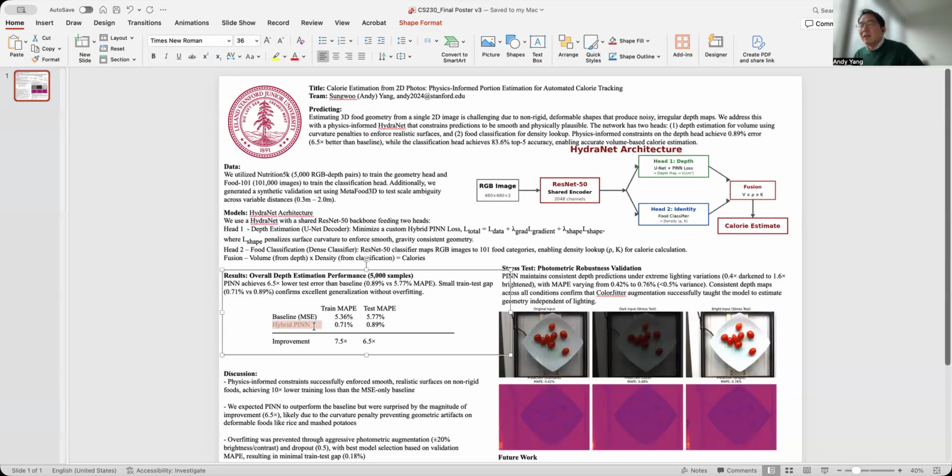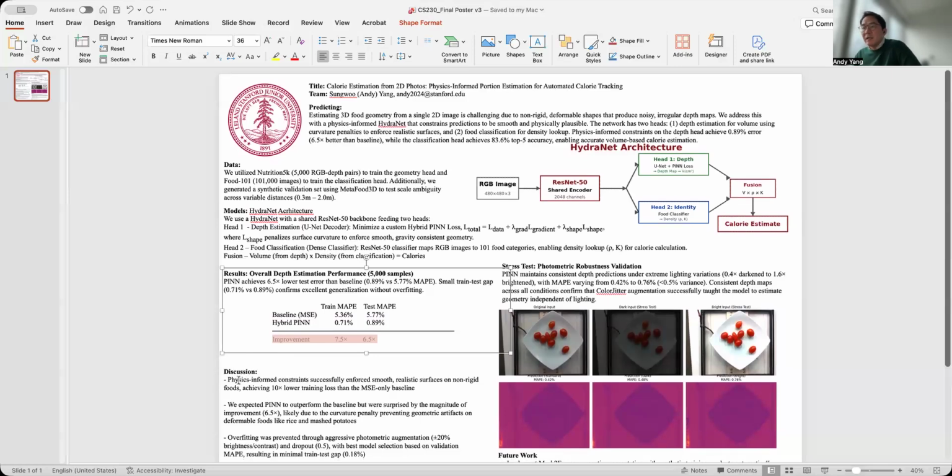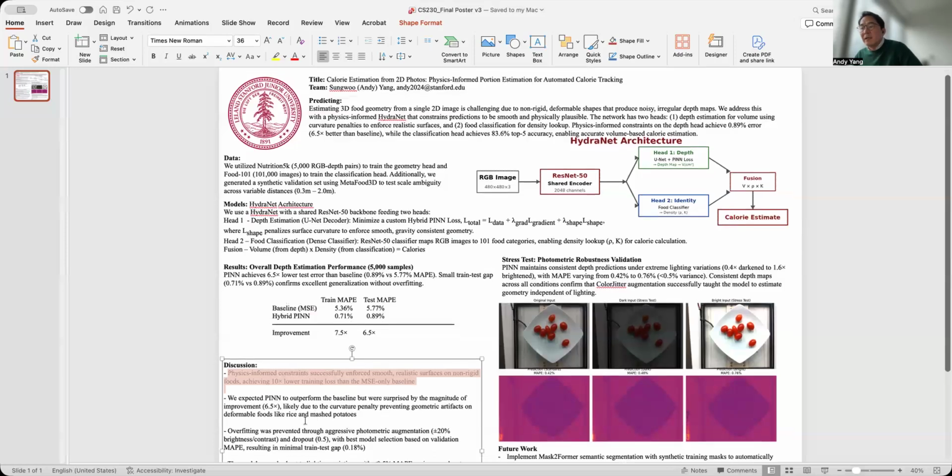Once I add the loss term for the physical constraint and retrain, then the error came down significantly to 0.71% on train, and the test set shows 0.89%. So the overall improvement in train and test is about 7.5x and 6.5x. As a result, you can see that the physically informed constraint really improves the estimation.